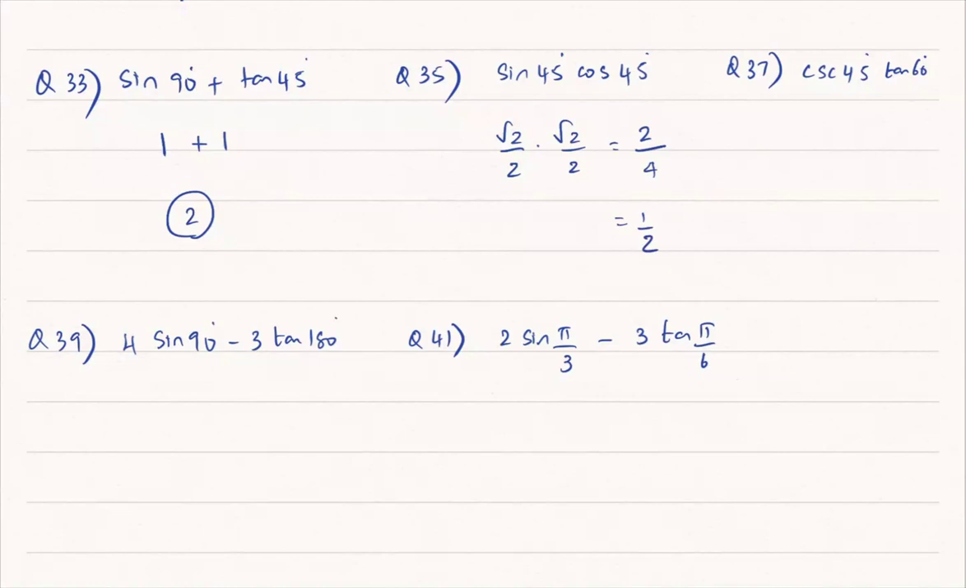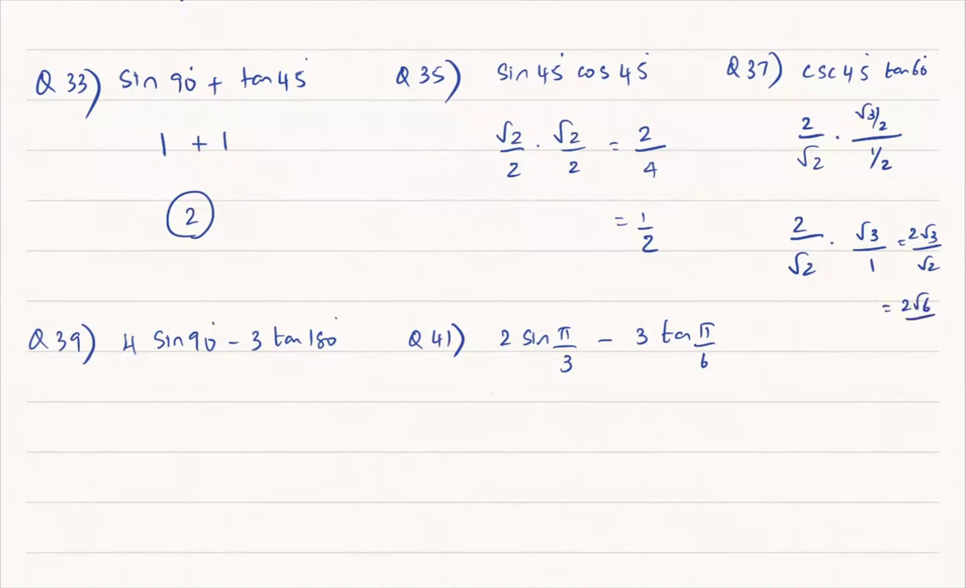Cosecant 45. Cosecant 45 is sine 45 flipped. So that is 2 over root 2 times tan 60. What is tan 60? Sine 60 is root 3 over 2 and cosine 60 is 1/2. So basically what you have is root 3 over 1. Now this gives you 2 root 3 over root 2, which will be 2 root 6 over 2.